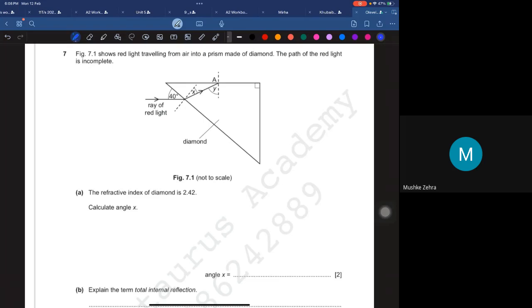Okay. This is a tricky one. Let's see how many people can do this. Whenever you are doing any question, always identify what is angle i and what is angle r. Then you're supposed to identify if it's going from a less dense to more dense medium or more dense to less dense medium. Think about it and solve this question.